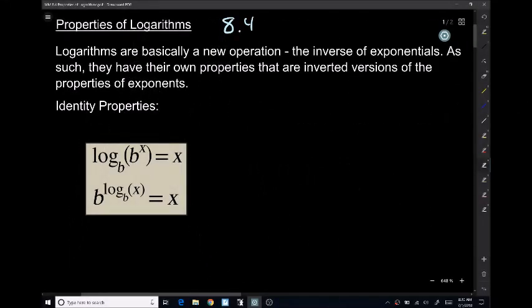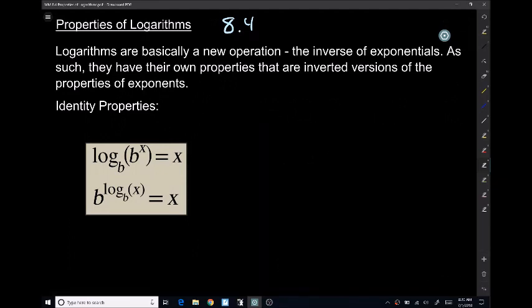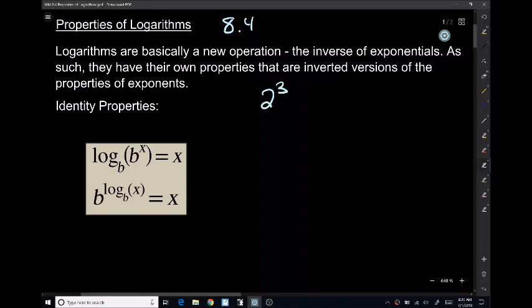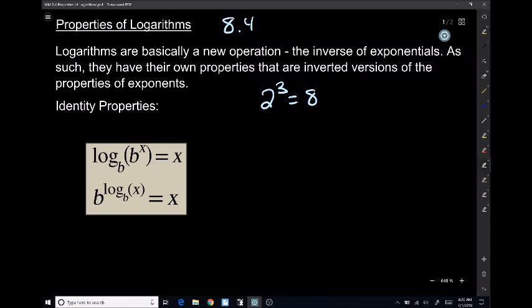Chapter 8.4 on the Properties of Logarithms. Now this is sort of interesting. Logarithms are basically a new operation, like add, subtract, multiply, divide. It's essentially a new type of operation. So we've got powers, which is 2 to the third equals 8 because it's 2 times 2 times 2. That's repeated multiplication. Well, logarithms are the inverses of these powers.